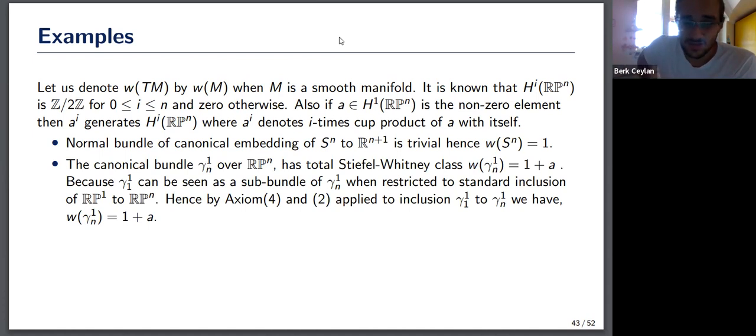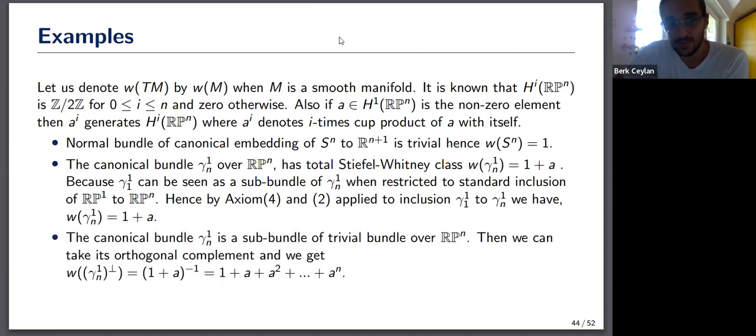And this is because you can see the canonical line bundle over RP^1 embedded in RP^n, so you can take the pullback. And the class of the orthogonal complement of the canonical line bundle is given by this formula, because the canonical line bundle is a sub-bundle of the trivial bundle.